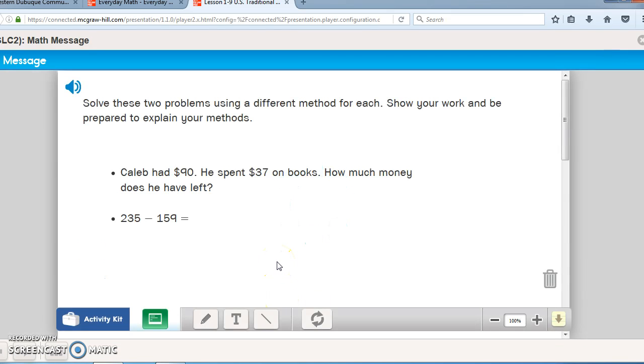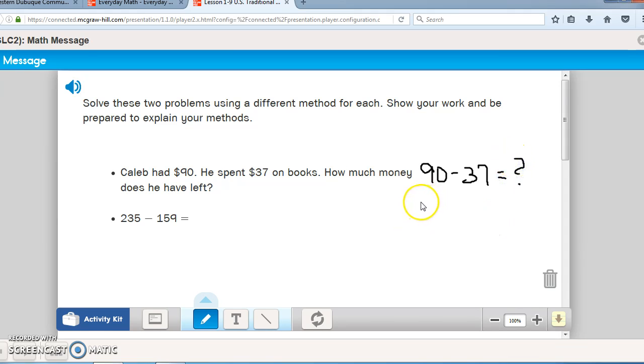Solve these two problems using a different method for each. Show your work and be prepared to explain your methods. So one method that you could do is the counting up method. Here again, I'm going to demonstrate for you. So right now it says Caleb had $90. So we would write down 90. He spent 37. Well, here's my number problem then. 90 minus 37 equals how much money he has left.